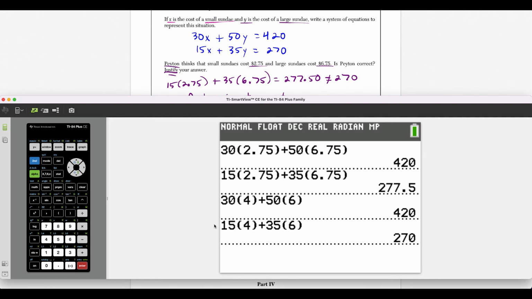Now, if time permits, I would take our solution to the system and plug it back into the original. And notice this time when we plug in x equals 4 and y equals 6, this one checks out for both equations. So I am 100% sure that our answer is correct.